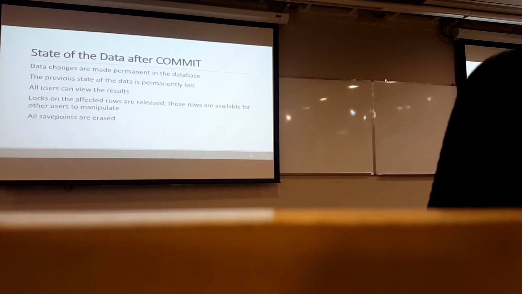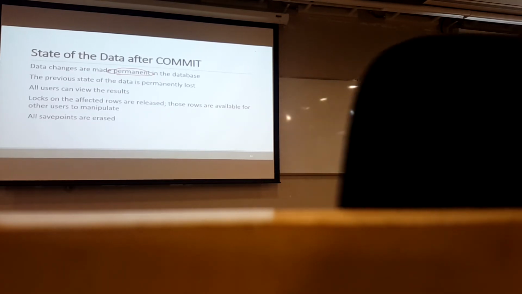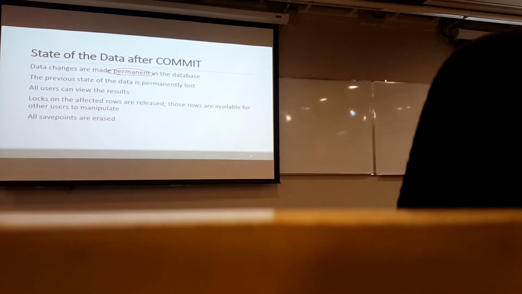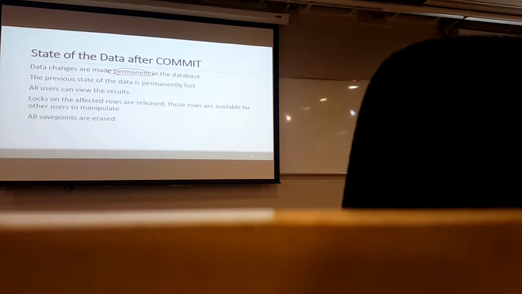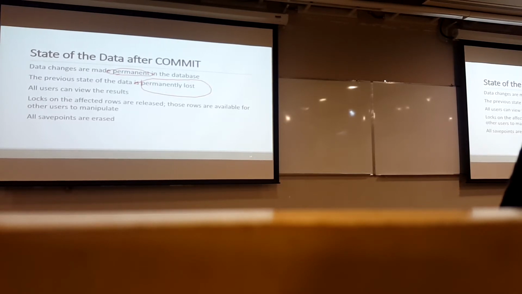Now the state of data after commit. So once data commit is permanent. Okay, nobody can undo that. Nobody. All right. Even if the computer crashes, even if the database crashes, you should be able to rebuild it. Okay, so it means it should be permanent. So the previous state of the data is permanently lost. 呢個有啲客人嚇，總之之前嗰個 state 咧就冇咗噶啦，新嘅 state 就代替咗佢啦。OK。And all users can view the result. All users can view the result because the data is committed, right? Locks on the affected rows are released.